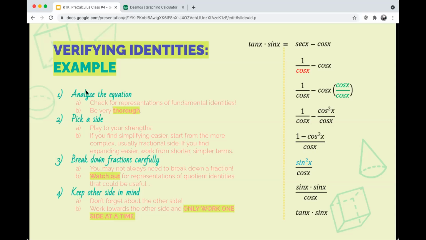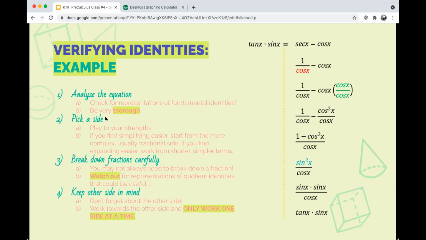If you see on one side that it says sine squared theta plus cos squared theta, and the other side says something like 1, we'll say we have sine squared theta plus cos squared theta and then some other term, and the other side has 1 and then that same other term, you can immediately say, okay, that's equal to 1, and you can just do it in one step. You can verify that identity, and be very thorough when you're looking at this with the identities in mind.